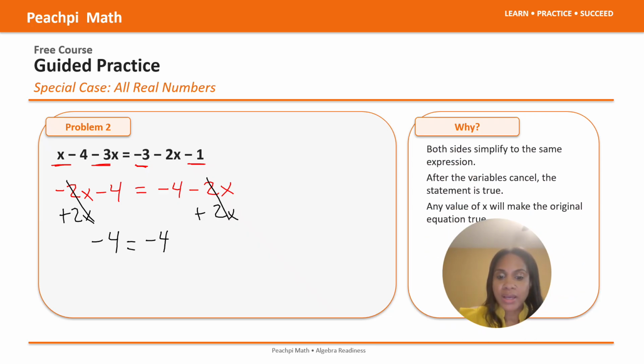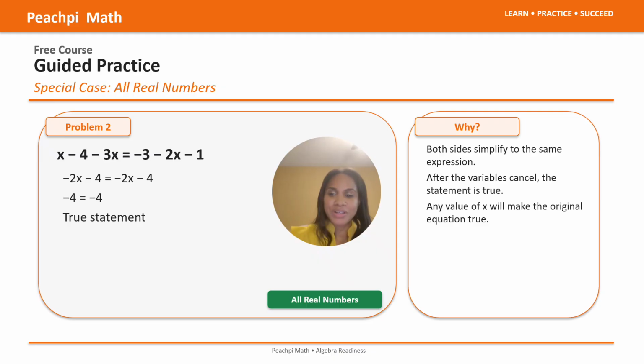Because both sides simplify to the same expression. After the variables cancel out, it's a true statement. So this means that any x value you plug in will make the equation true. So again, all real numbers means you get a true statement. No solution means you get a false statement once your variables cancel out. All right. So next, let's have you try some problems on your own.